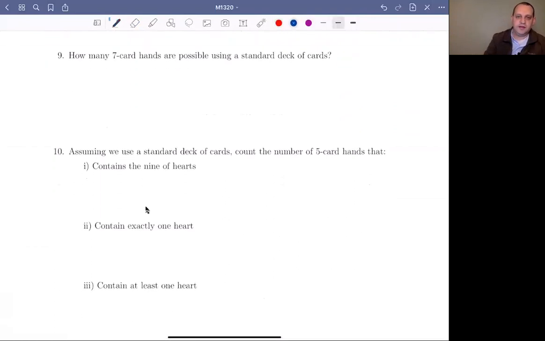Next up, let's say we have a standard deck of cards. How many 7-card hands are possible? You don't care about the order of cards that are selected when you have a 7-card hand. You just care about what are the actual set of 7 cards. So it turns out to be 52 choose 7. Which I'm not going to compute. You can do that.